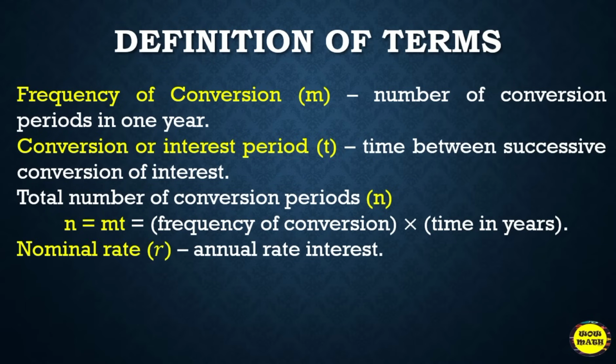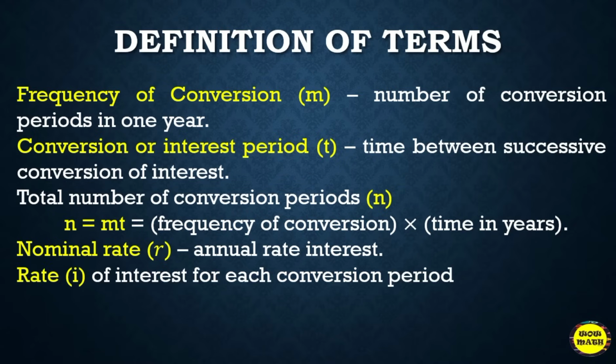And also, the nominal rate. Dito meron tayong dalawang rate, so baka malito kayo. Pag nominal rate, i-present natin into small letter r, that is the annual interest rate. At yung isa naman is small letter i, that is the rate of interest for each conversion period. So para hindi tayo malito, kapag nominal rate, i-represent natin small letter r, and yung rate of interest for each conversion period, i-represent natin as small letter i.